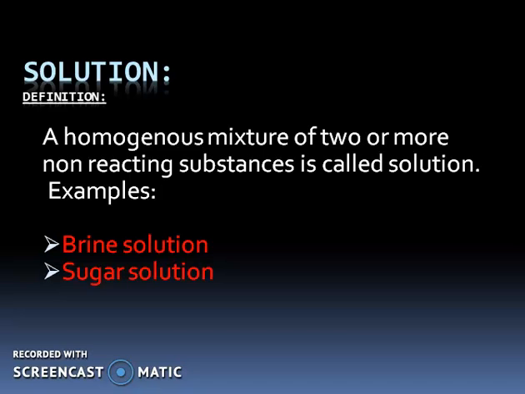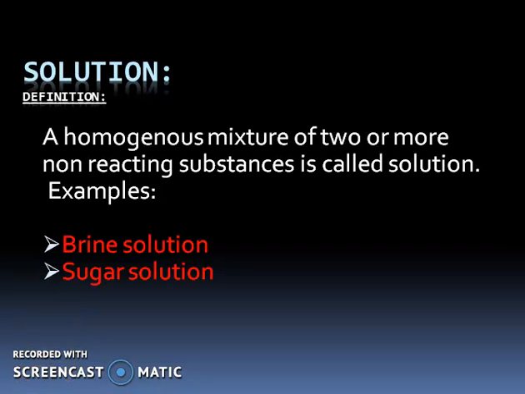In the definition of a solution, I mentioned homogeneous mixture. So what is a homogeneous mixture? We can define a homogeneous mixture as a type of mixture which has uniform composition throughout its mass. It means that a solution contains solute and solvent, and the solute dissolved in the solvent should have an overall uniform composition.